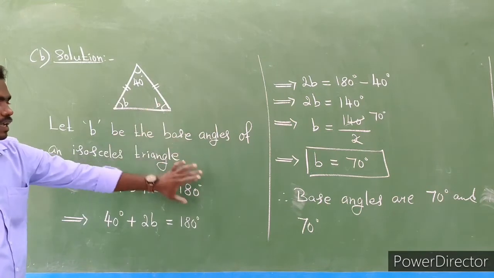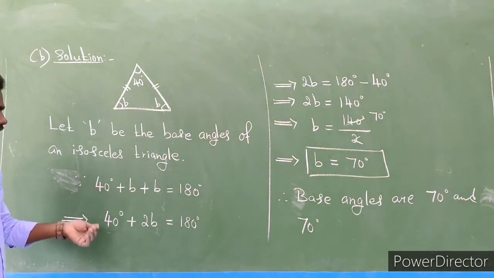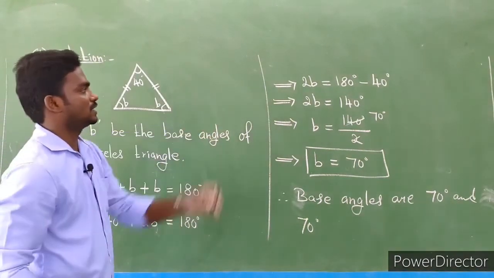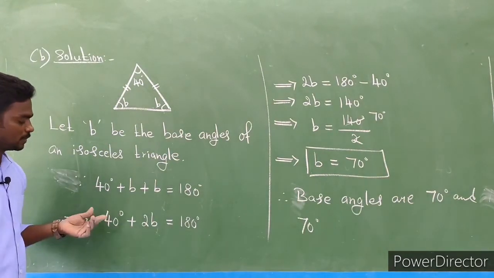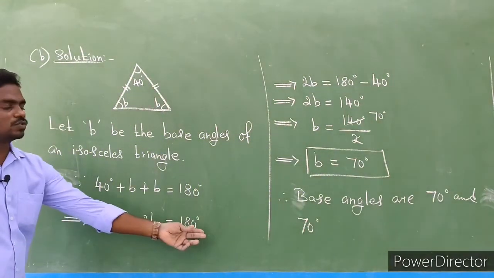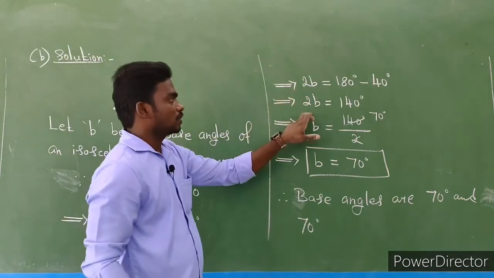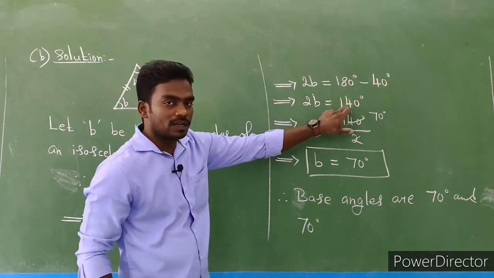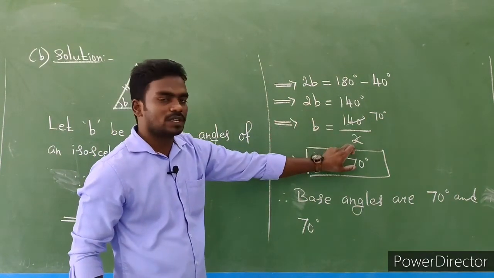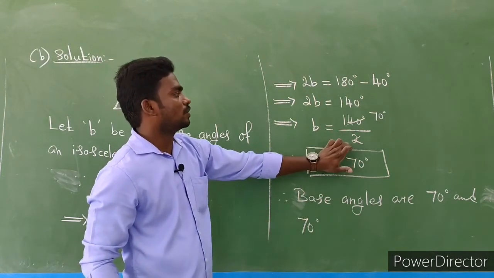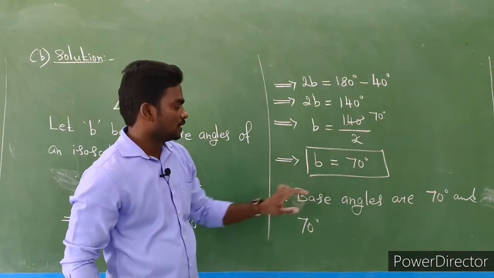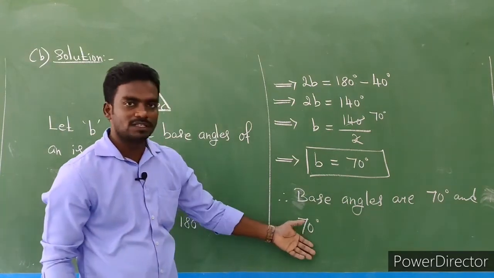So this is our angle sum property. Sum of three angles of a triangle is 180 degrees. Implies that 40 plus B plus B, which is 2B, equal to 180 degrees. Keep 2B on the left side. So this plus 40 is transposing to minus 40 on the right side. Implies that 2B is equal to 180 minus 40, the value is 140. Implies that B is equal to 140, and this 2 is transposing to division on the right side. So 1 2s are 2, 70 2s are 140. Implies that B is equal to 70 degrees. Therefore, the base angles are 70 degrees and 70 degrees.